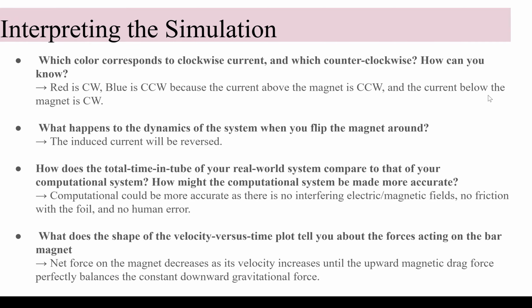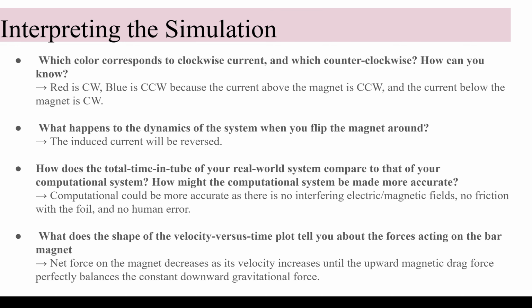Here's a couple different things that we should look at. In the computer model, red is clockwise and blue is counterclockwise, which we know because the current above the magnet is counterclockwise and the current below the magnet is clockwise. And if we were to flip our magnet around, the induced current would be reversed. And as I was stating earlier with sources of error, the computational model could be considered more accurate, as there's no interfering electrical/magnetic fields, no friction with the foil, and no human error.